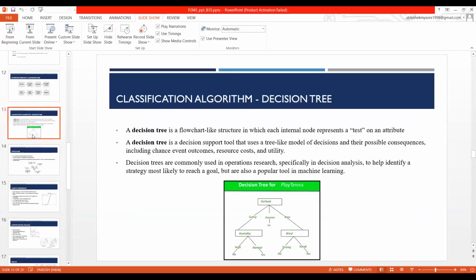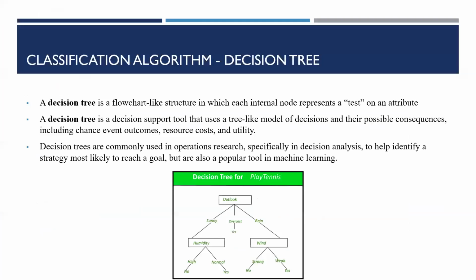So in the image of the decision tree, you can see that there is outlook, humidity, and wind. These are what are called features, right? So what are the features in our case? The features in our case are coming from.